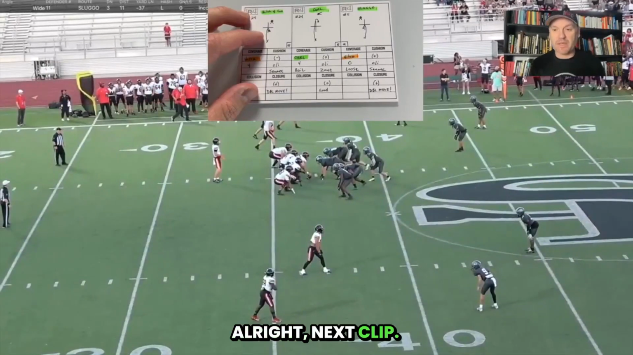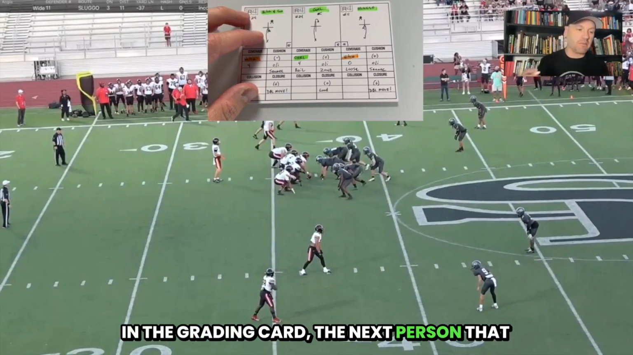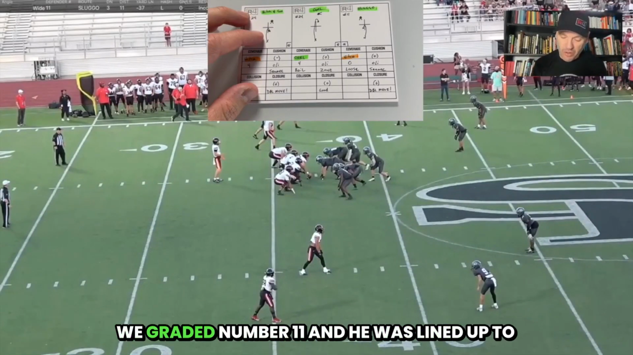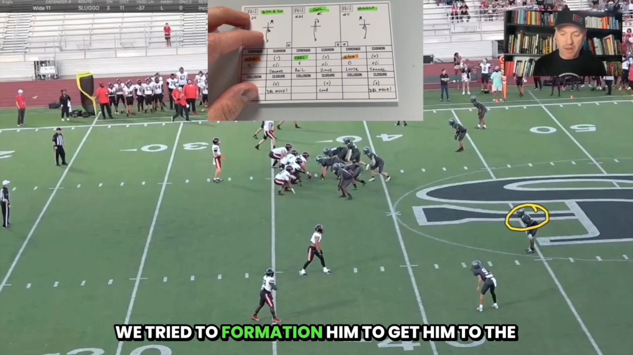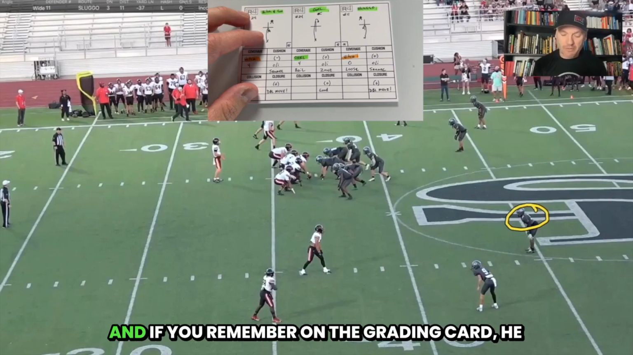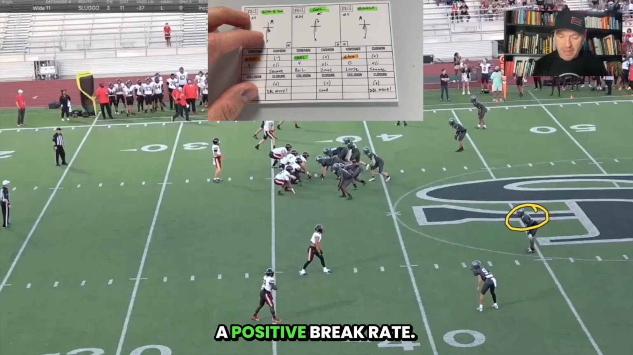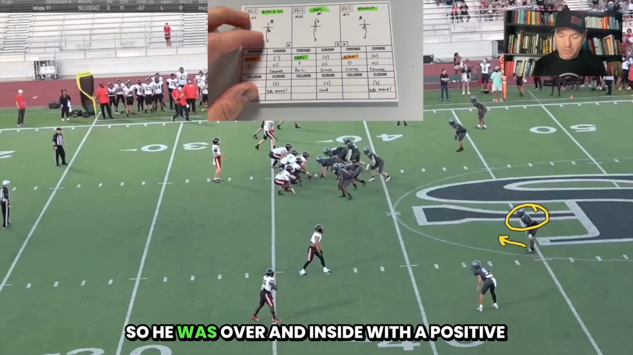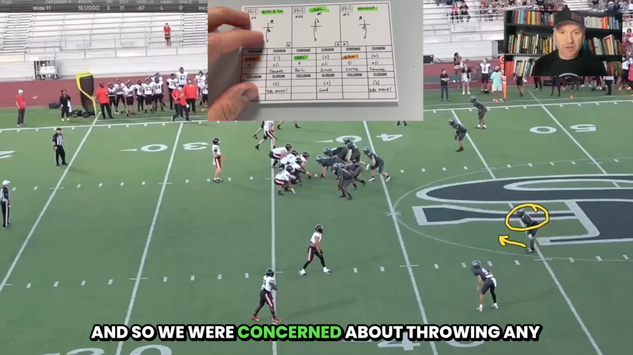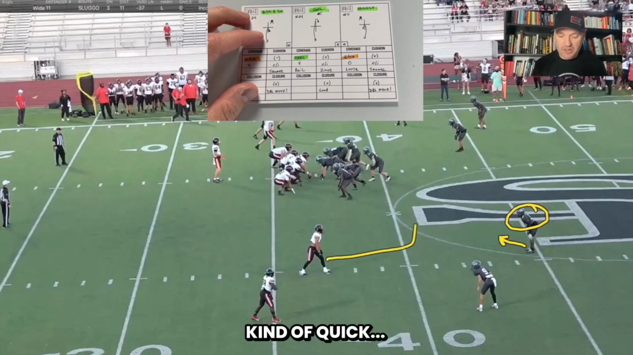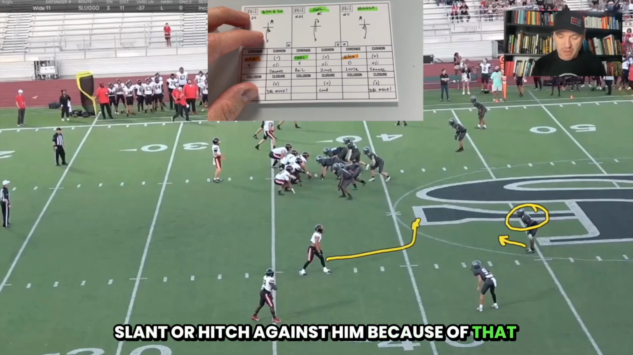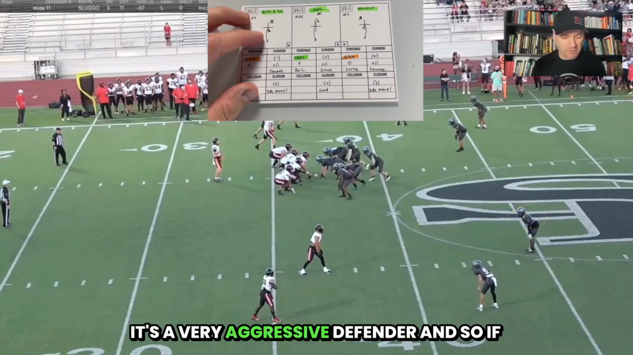All right, next clip. In the grading card, the next person that we went against was number 11, lined up to the boundary and the field. We tried to formation him to the field. If you remember on the grading card, he had consistent positive cushion, but he had a positive break rate. So he was over and inside with a positive break rate, and we were concerned about throwing any kind of quick slant or hitch against him because of that positive break rate. It's a very aggressive defender.